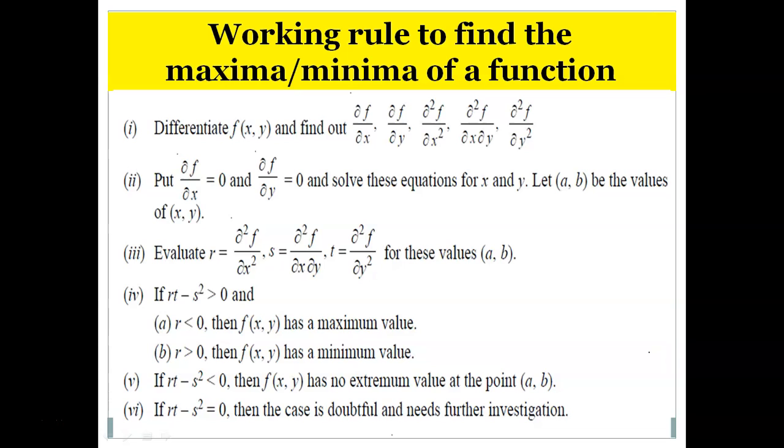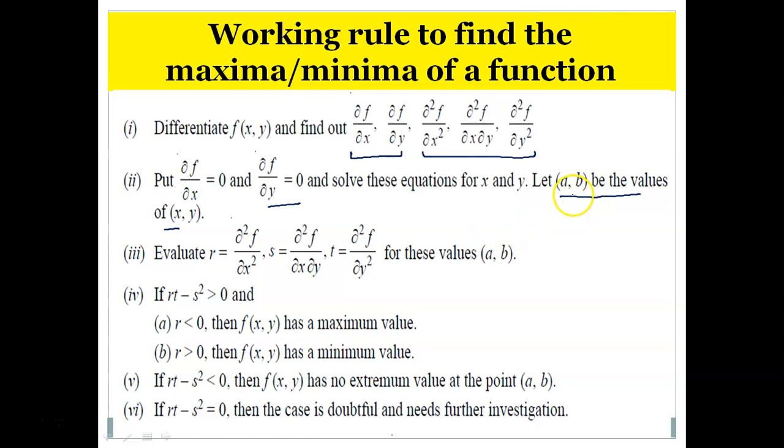Now, the working rule to find the maxima and minima of a function of two variables. The first step is to differentiate the function with respect to x and y, and we get these two first order partial derivatives, and there are three second order partial derivatives. To find the point of maxima or minima, we equate the first order partial derivatives to 0 and solve these equations for x and y. After solving, we get certain values of x and y, and let (a, b) be the value of (x, y). So this is basically a point of maxima or minima.